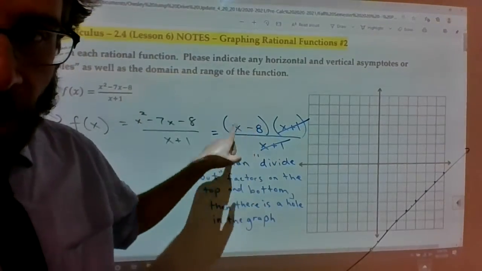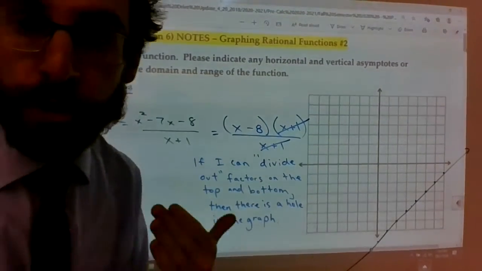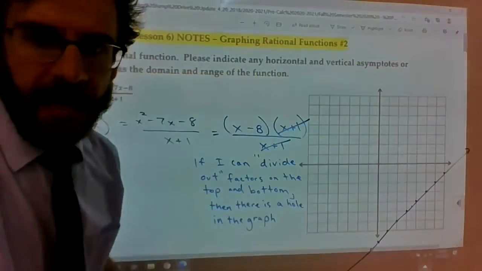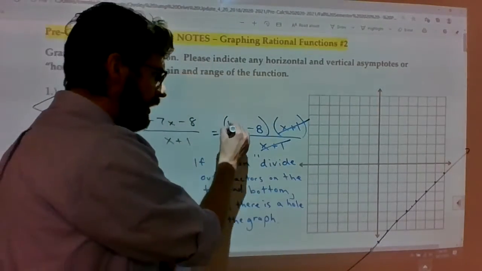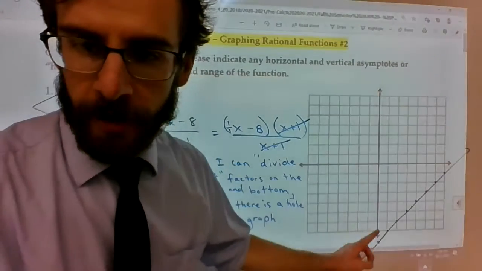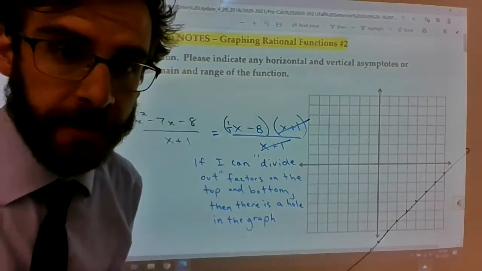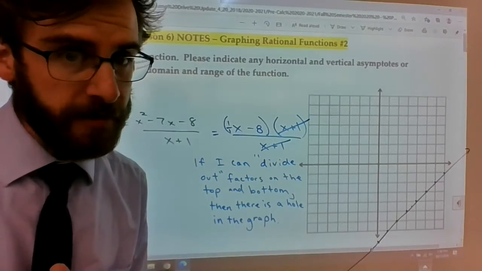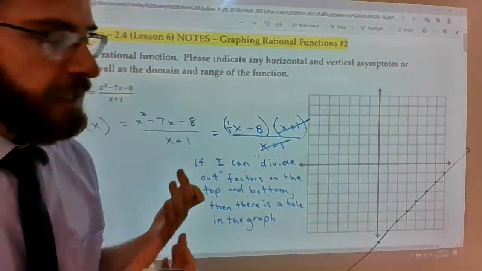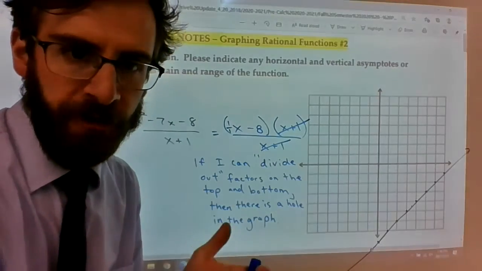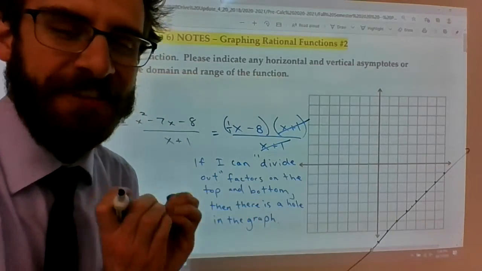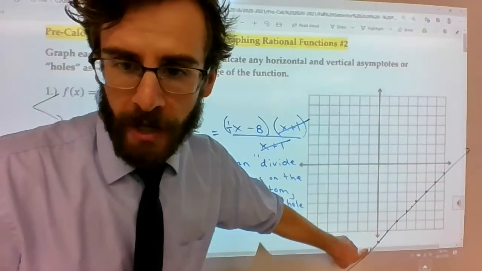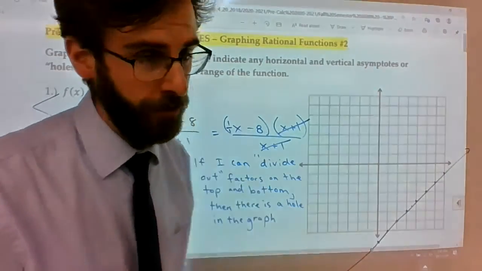How do you graph y equals x minus 8? You start at negative 8 on the y-axis. Done. And then it has a slope of 1 over 1. Up 1, right 1, up 1, right 1. This is big. This means that I don't even need a calculator to plot these points. If it cancels out and reduces to a linear function, I can graph it as if it's a regular line, except the point negative 1, negative 9 is a hole in the graph.